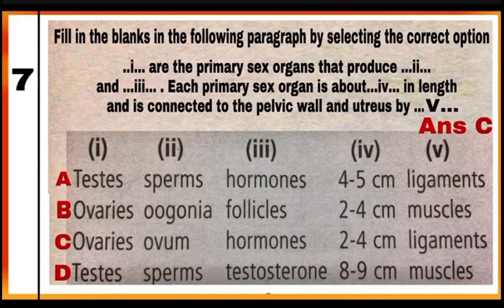Question 7. Fill in the blanks in the following paragraph by selecting the correct option. 1 are the primary sex organs that produce 2 and 3. Each primary sex organ is about 4 in length and is connected to the pelvic wall and uterus by 5. Option C is correct. 1 are the ovaries, 2 and 3 are ovum and hormones produced by ovaries, 4 length of ovary is 2 to 4 cm and 5 it is connected to the pelvic wall and uterus by ligaments.